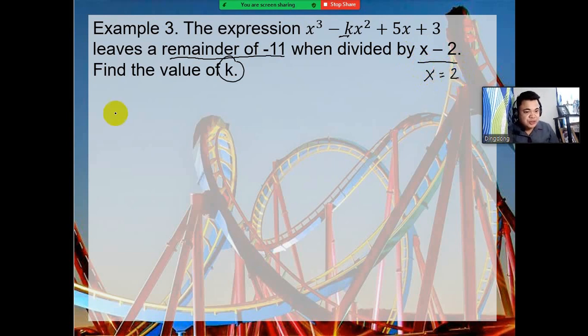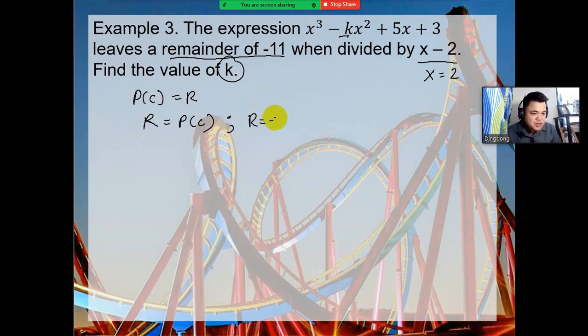Alright, so let's proceed. We are proving the remainder theorem that P of C is equal to R. So this is also R equals P of C. They are just the same. So if that's the case, we have the given value of the remainder, which is negative 11, and the divisor, and we are looking for k. So in this case, we can simply substitute R, which is negative 11, and we can also use the value of x, which is 2, and the value of k is unknown. That's the one that we are going to solve.